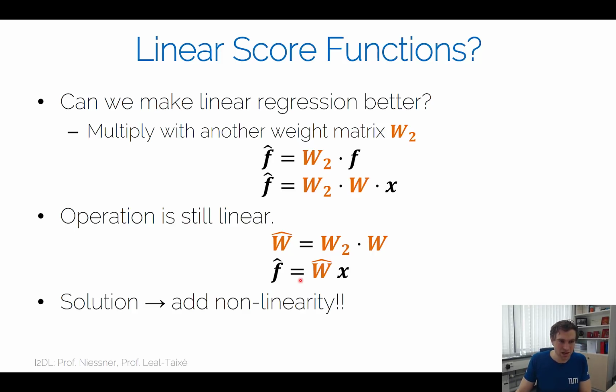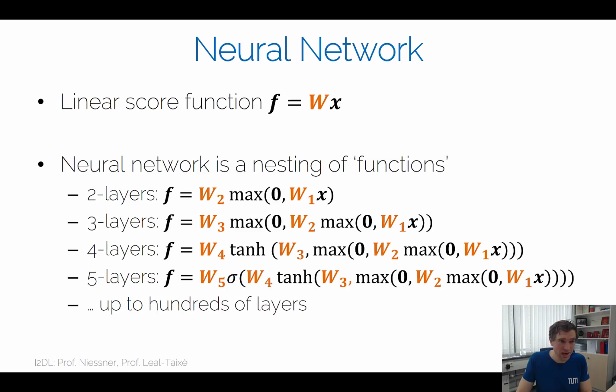The solution is we want to add some nonlinearity. So rather than just adding or multiplying this matrix, we also add some nonlinearity in between. And this is essentially what neural networks are. If we're starting off again from our linear score function, f is equal to W times x, this is in a sense a one-layer neural network, aside from possibly a sigmoid at the end, but in principle that's a one-layer neural network.